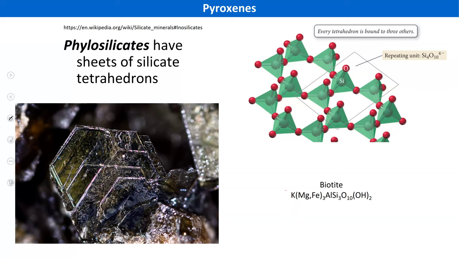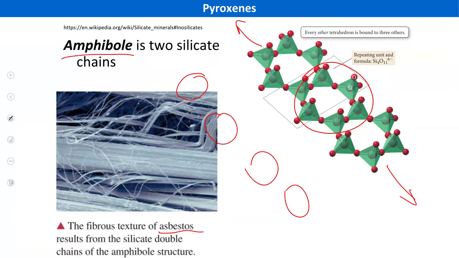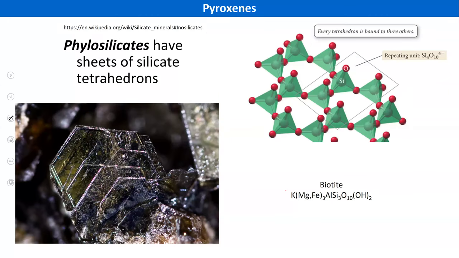I'm not going to test you on what the formula of biotite is, but I might ask what's a phyllosilicate, or explain the difference between the amphibole material and a phyllosilicate material. And all I'd be looking for is that an amphibole extends in one dimension, whereas a phyllosilicate extends in two dimensions. As you get more like a piece of paper and less like a chain.